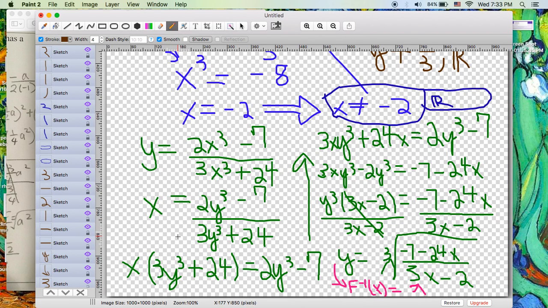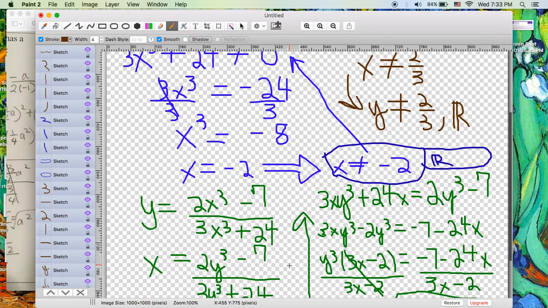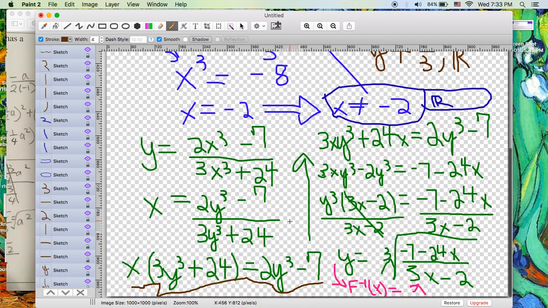And then you solve for y. In this case, you multiply x and 3y cubed plus 24, and that equals 2y cubed minus 7, which is what happens down here, in case you don't know where we are. Then you go back up, and I ran out of space. You multiply that out, and you get 3xy cubed plus 24x equals 2y cubed minus 7, and then you move the variables around to isolate y. Basically, you get 3xy cubed minus 2y cubed equals negative 7 minus 24x.